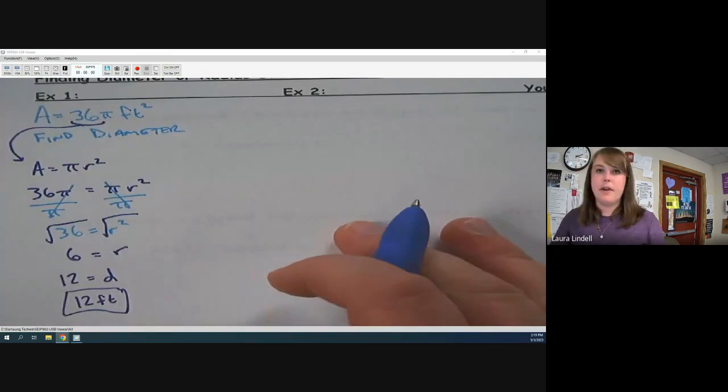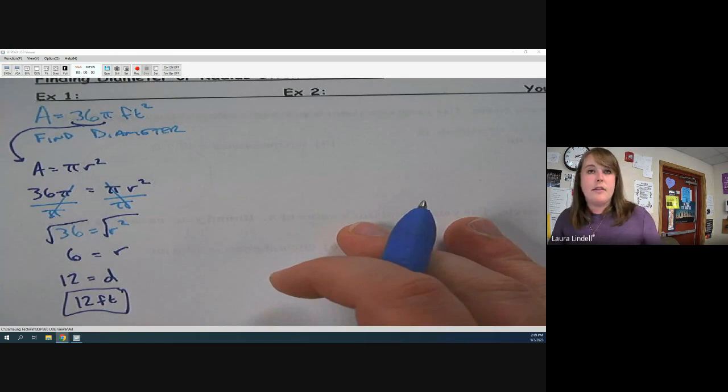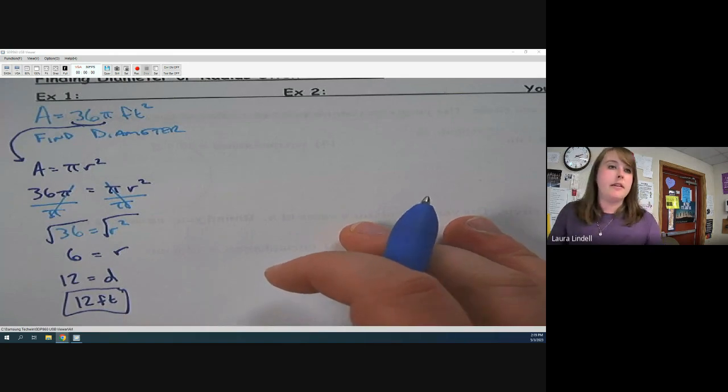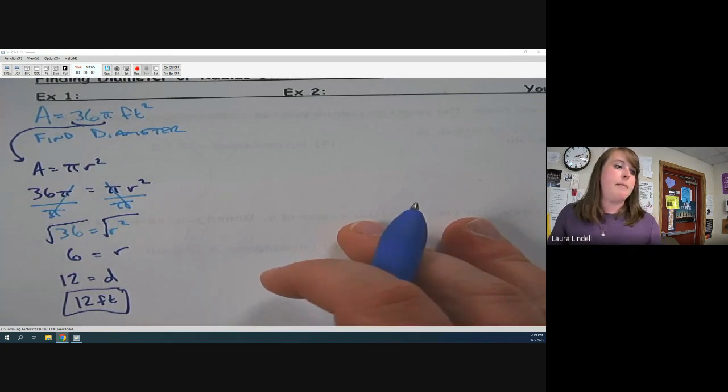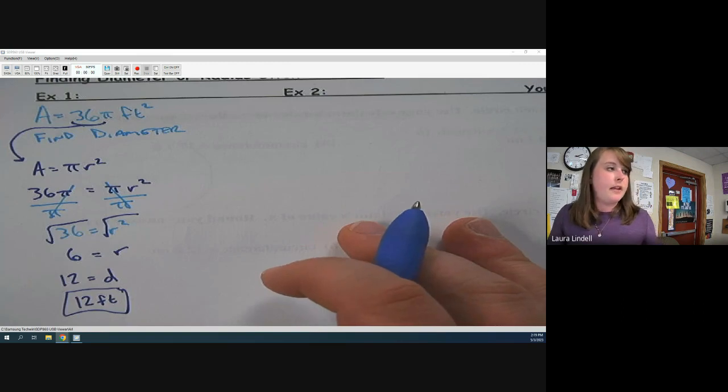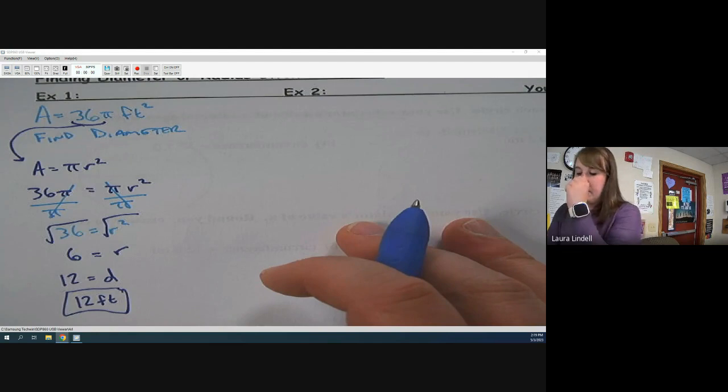All right, there you go. Now you can see it. All right, so that's one kind of problem that you might see given area trying to find diameter. And that's the case where it was left in exact form, where you've got the pi in your answer or in your area.